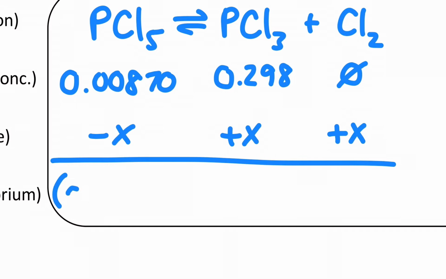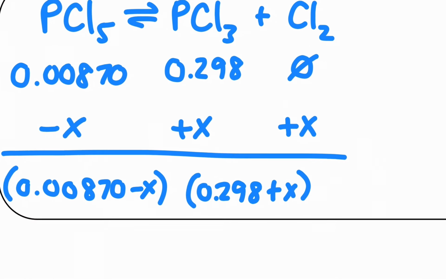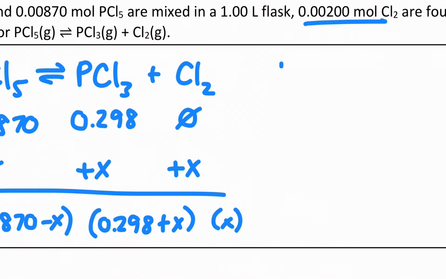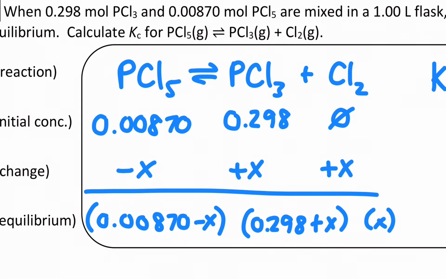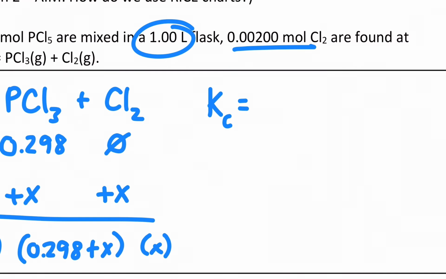And it gives us variables that are related to each other for the equilibrium amounts of things. 0.00870 minus X for the PCl5, 0.298 plus X for the PCl3, and then just X for Cl2. So I can write my equilibrium constant, and I'm going to write it in terms of concentration. They're asking for concentration, so I'll use Kc. That's easy. It's all in 1 liter. So actually these moles are the same as molarity because the volume is 1. Nonetheless, I'll write the expression first.